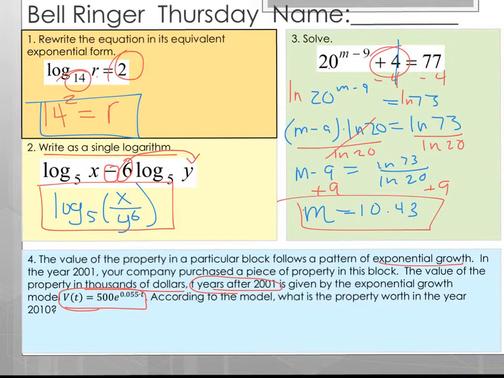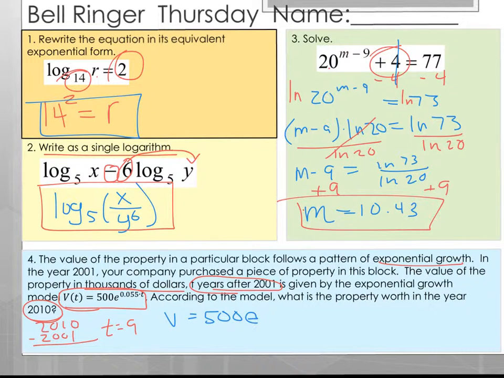So we do want to use this equation to find out the value of the property, and we need to figure out what value for t that we're going to plug into here. So if t is years after 2001, we want to do a little subtraction problem here. So 2010 minus 2001, that's going to give us t is 9. So let's plug that into our value equation.